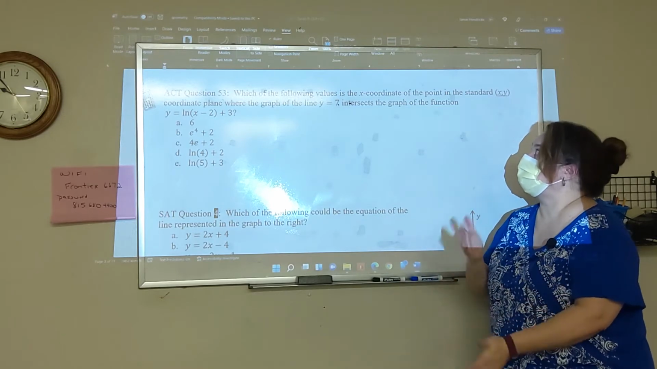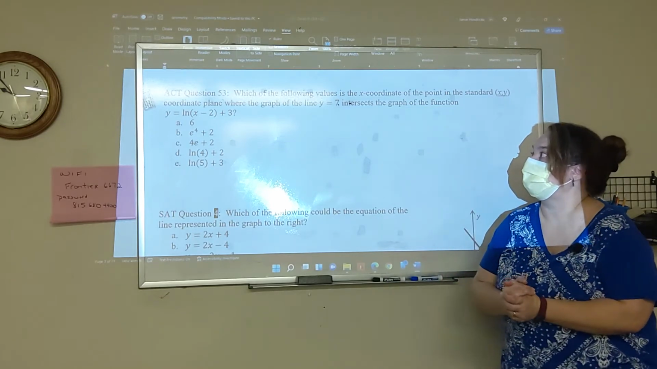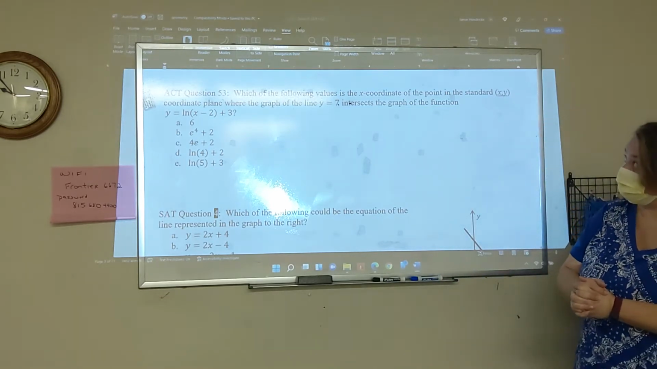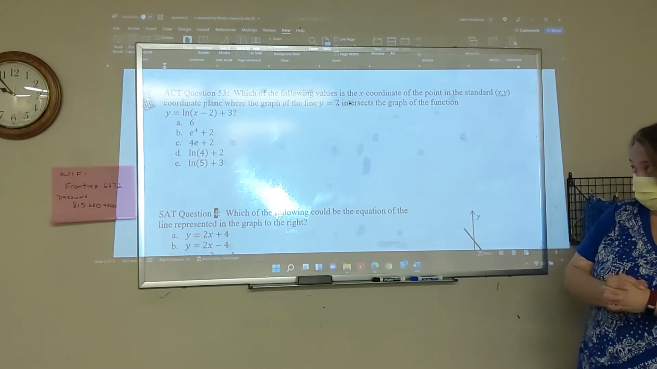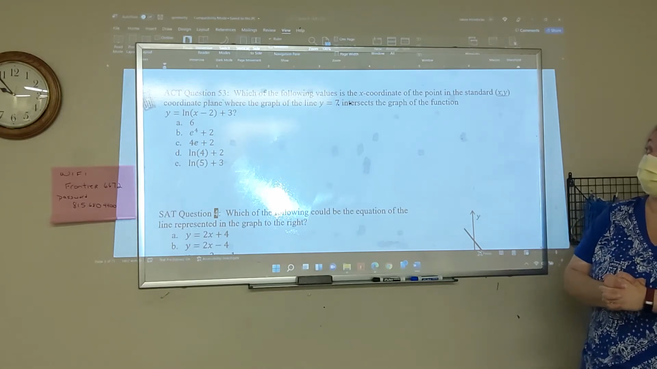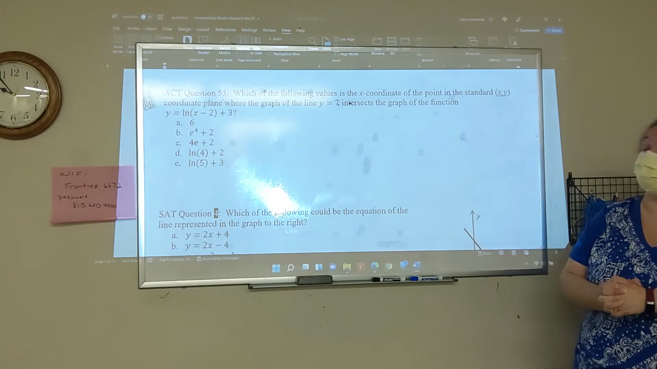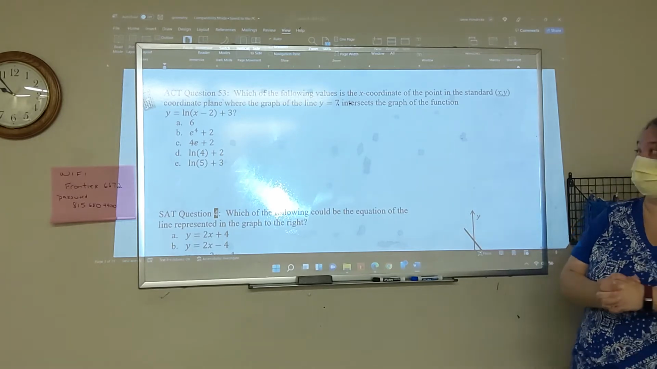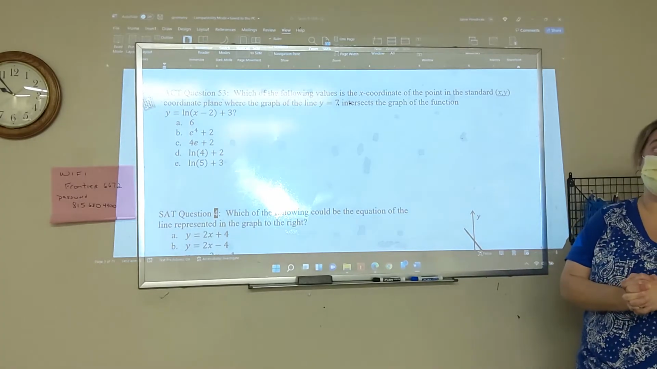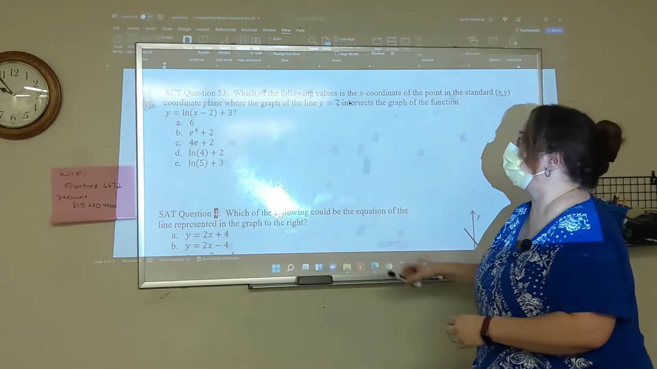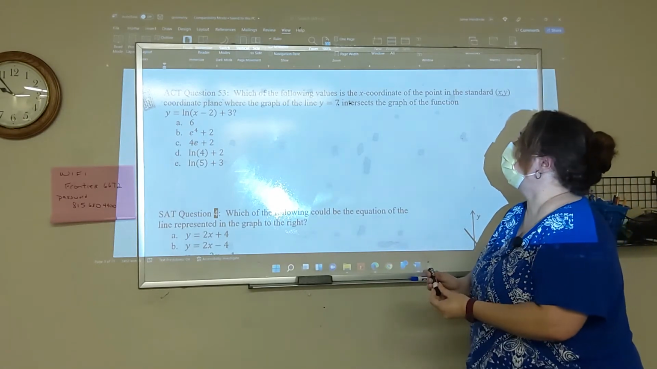Which of the following values is the x-coordinate of the point in the standard xy coordinate plane where the graph of the line y equals 7 intersects the graph of the function y equals the natural log of x minus 2 plus 3? Now, first of all, don't freak out when you see a natural log. As far as y'all are concerned, it's a button on your calculator.